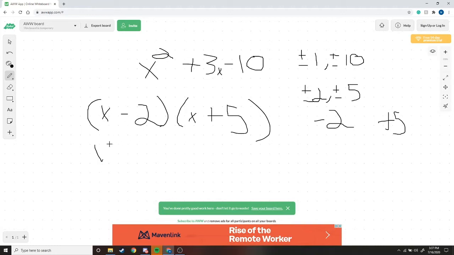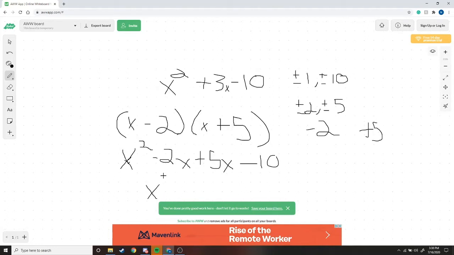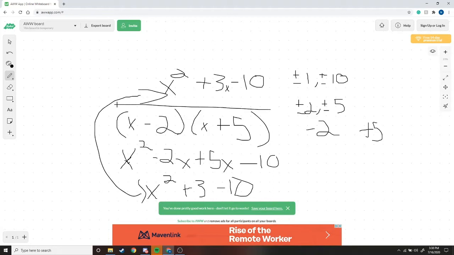So x times x is x squared. Minus 2 times x is minus 2x. X times positive 5 is plus 5x. And minus 2 times positive 5 is minus 10. Then we can simplify this into x squared. Minus 2x plus 5x is just plus 3x. And we have the minus 10. As you can see, this is the same as our original equation, meaning this is the correct answer.